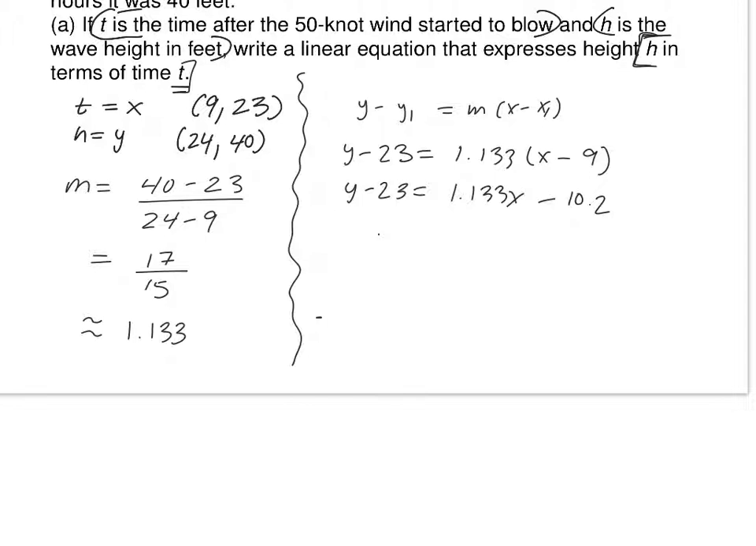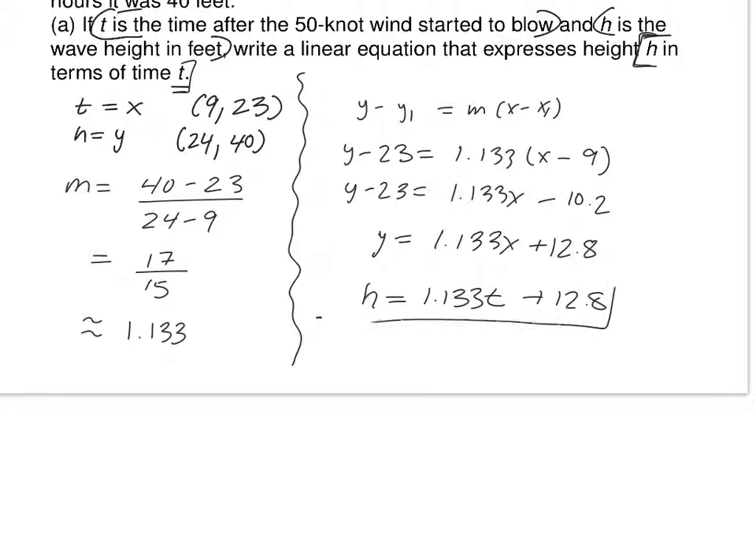Yeah? Okay, I made a boo-boo in my notes here because I added 23, but I did it wrong. So negative 10.2 plus 23, what's that going to make? 12.8. Okay, and then the question did ask for H's and T's, so your final step should be to say, okay, H equals 1.133T plus 12.8.